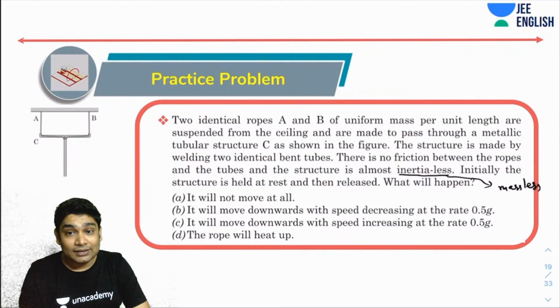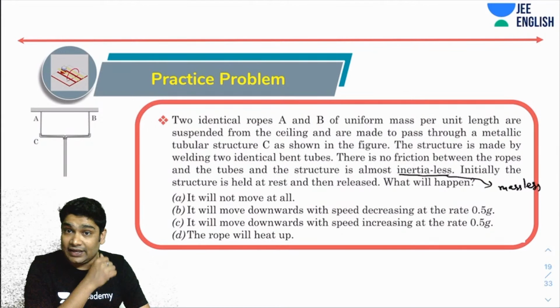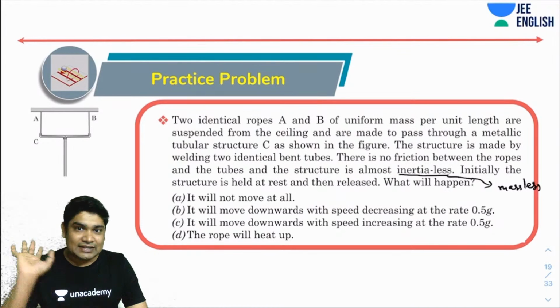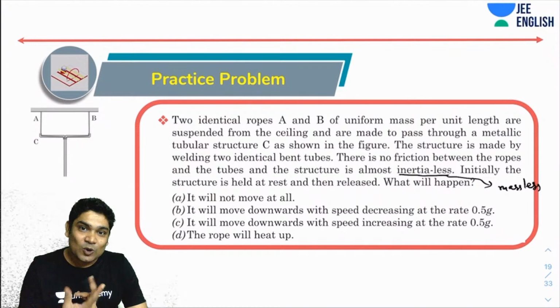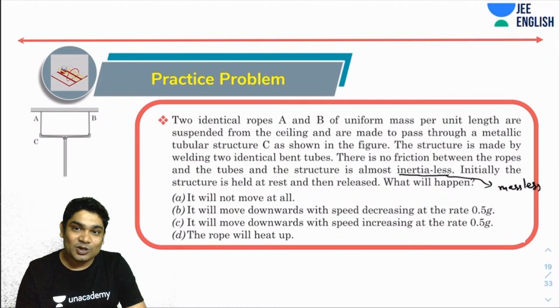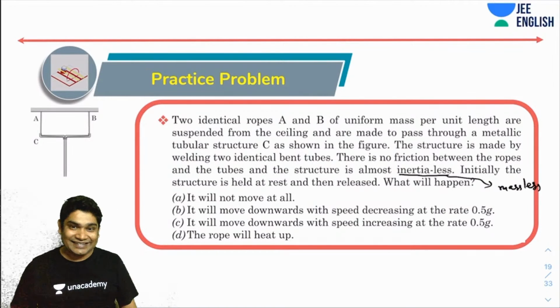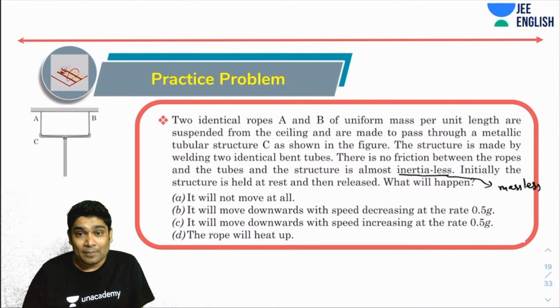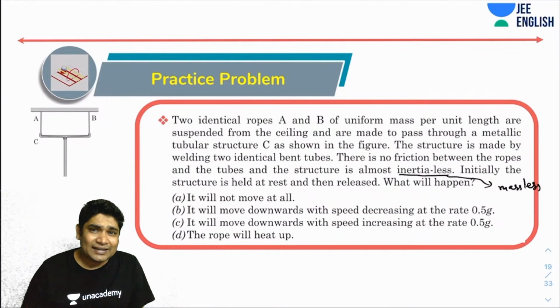The answer is A and D. Okay, Enjoy says A and D. So if it will not move at all, why will the rope heat up? Why will the rope heat up if it does not move at all? Enjoy, if something is at rest and remains at rest, then why would the rope suddenly start getting heated up? So A and D, does that even make sense? Can A and D be correct simultaneously?